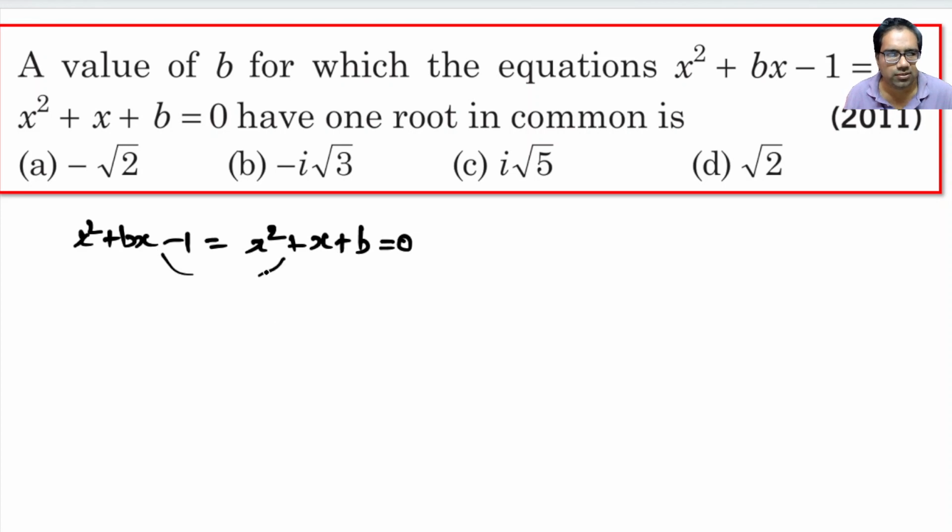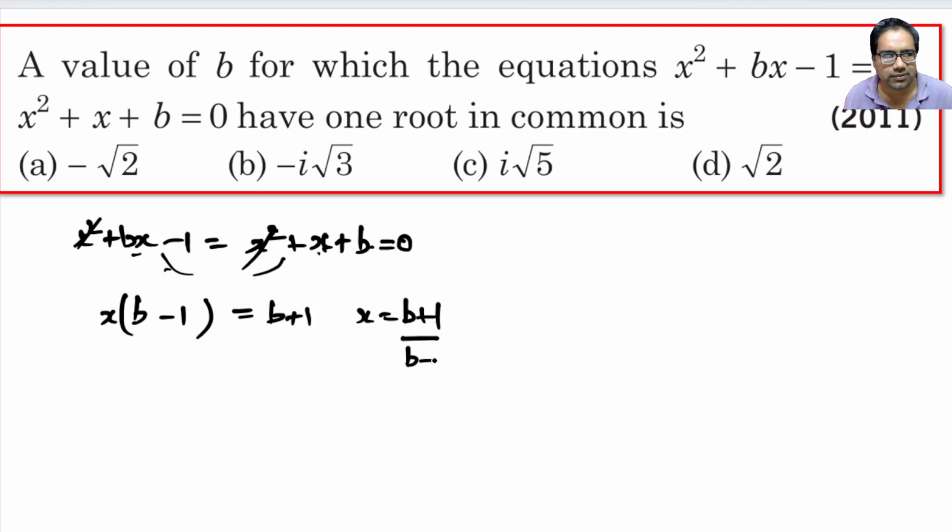Okay, let's take the first two. Then x square and x square will get cancelled. Then bx minus x is x into b minus 1, right? So bx minus x should be equal to b minus... sorry, b plus 1, right? bx minus x is equal to b plus 1. What does that mean? x equals b plus 1 by b minus 1.